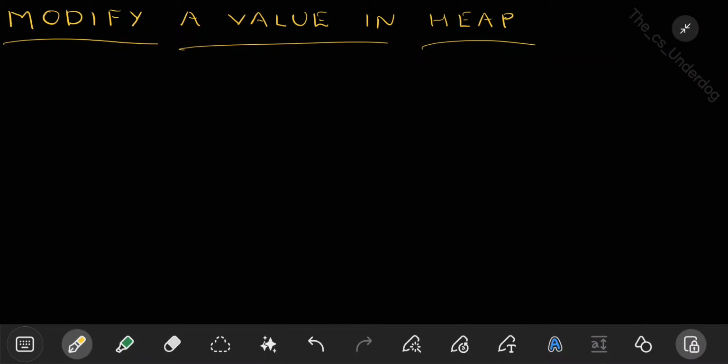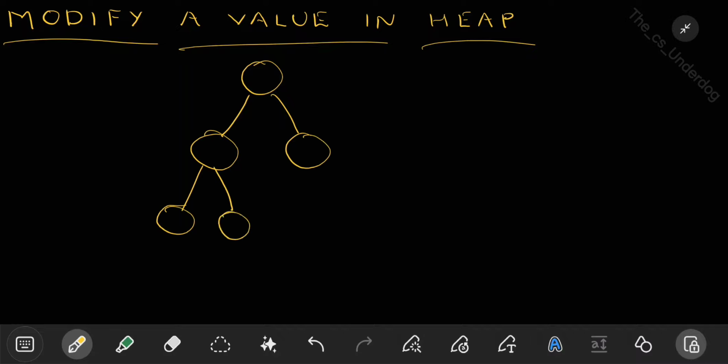Modify a value in heap. How can you modify the value of a node in a heap? Whenever you want to modify, the only thing you have to keep in mind is that after modifying the value of that node, it should still be following the heap property. So how can you make sure that heap property is followed? This is what we are going to discuss in this lecture.